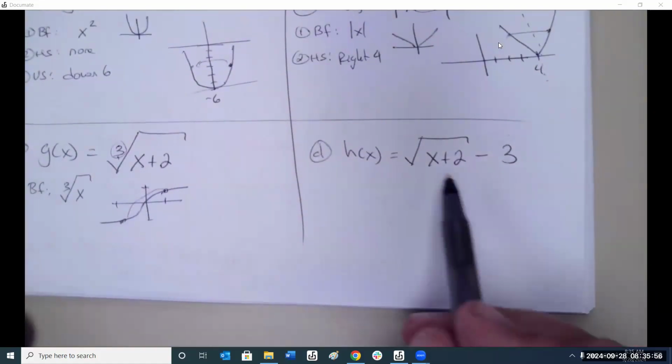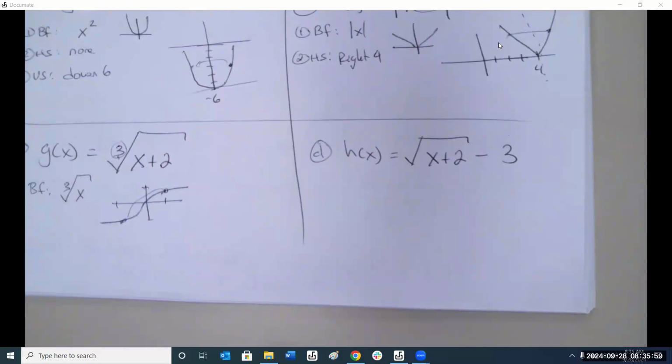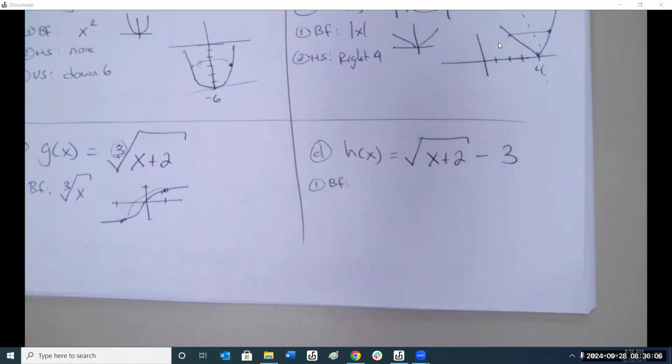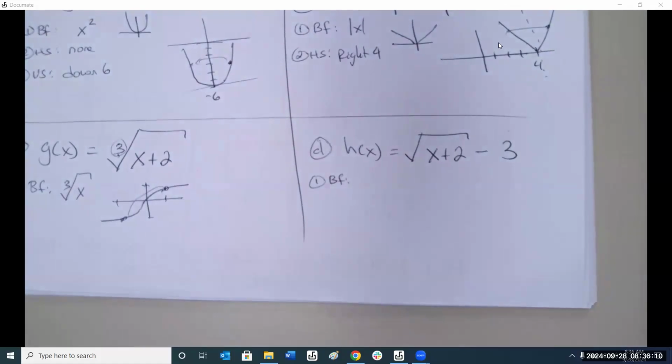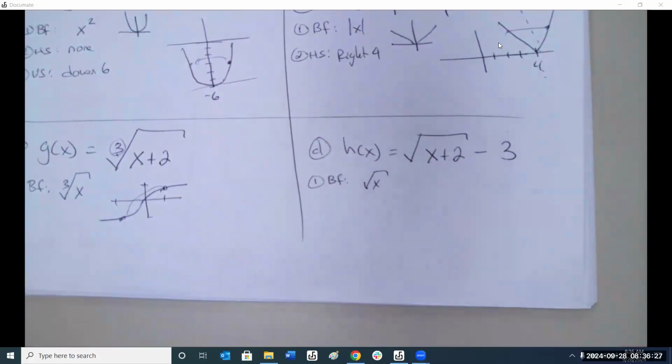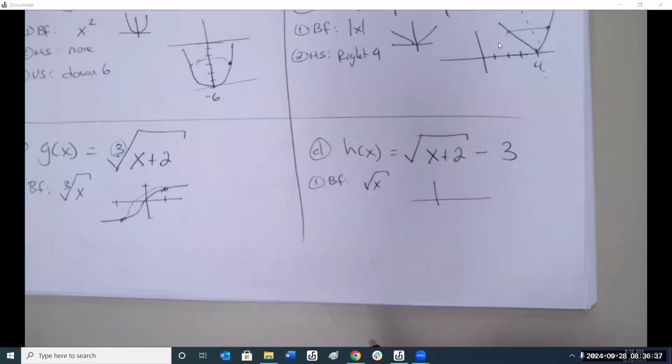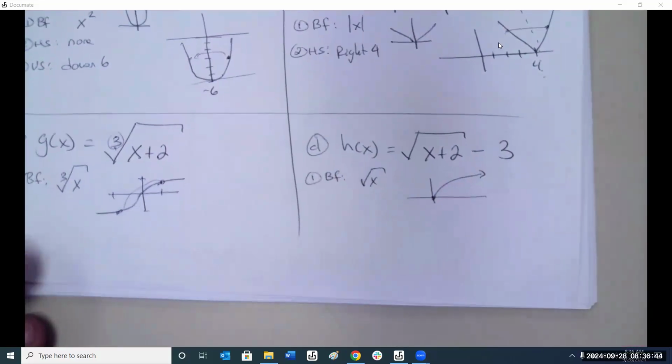Now let's put it together. Let's look at this one. What's that one going to look like? So the basic function here. Actually, let's make it. Yeah, let's do that. If you take away all the numbers, what do you have left? Square root of x. That graph is different than x squared. What does that graph look like? Nope. Right. It starts from there and it goes that way.